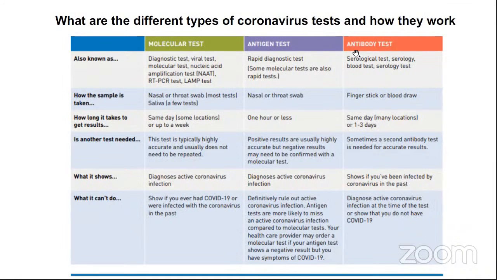Then the second category of test is called the antibody test. These are also called serological tests. Again, the serological tests are not that expensive. They are basically based on results assessed from your blood.